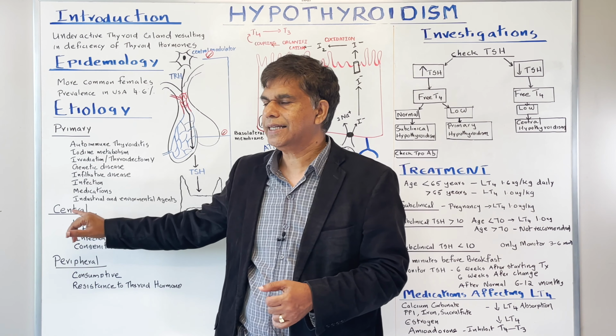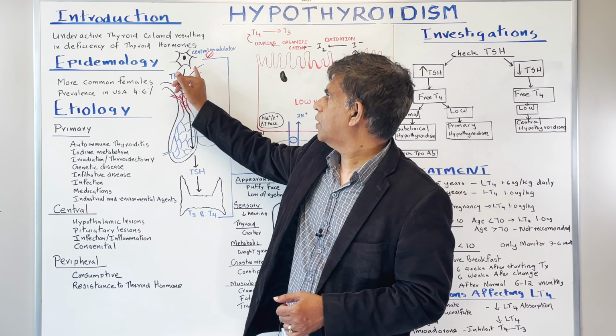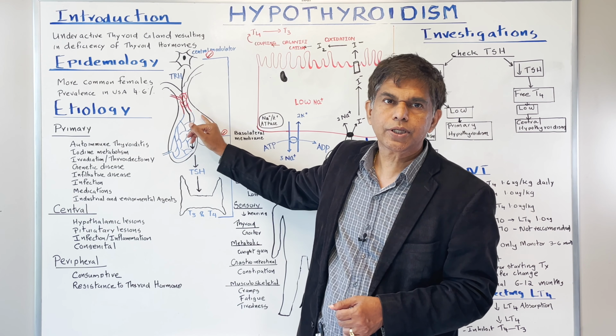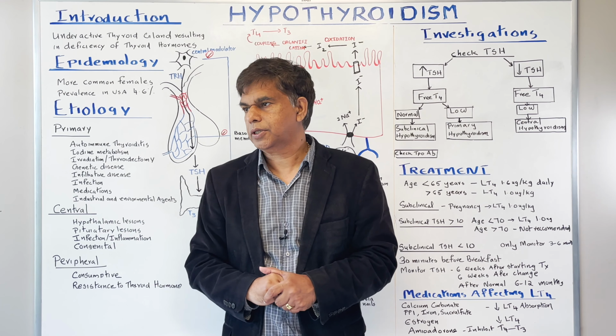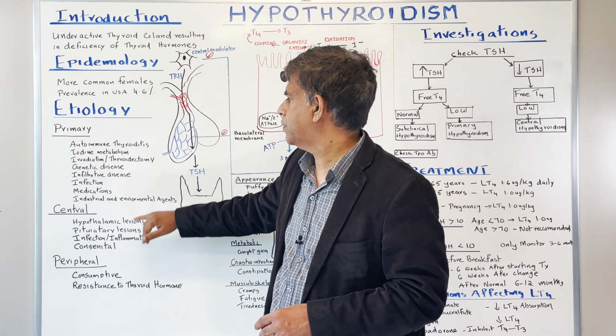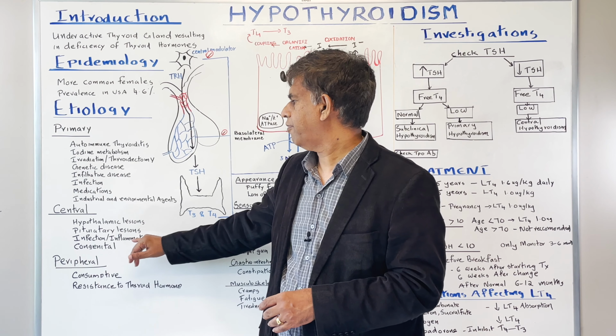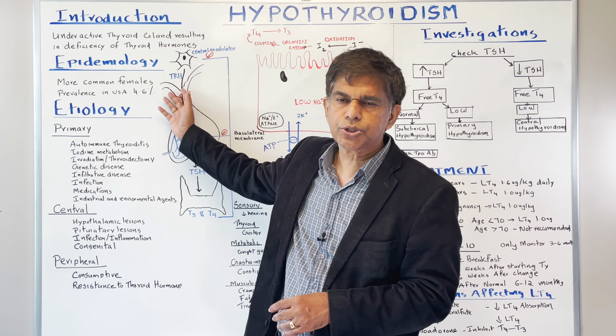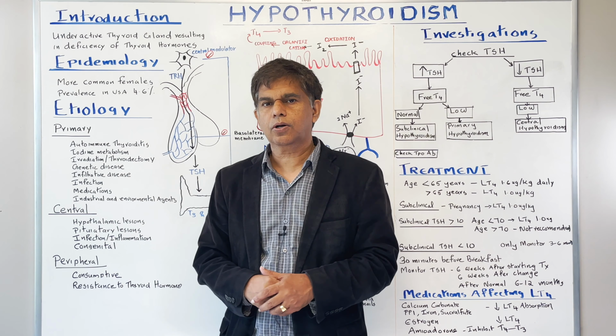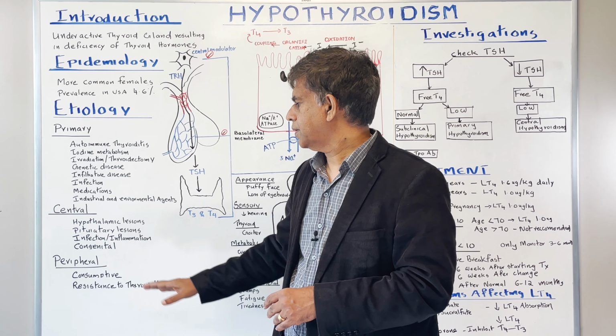Now let's look at central hypothyroidism, which is already happening in the hypothalamus and the pituitary. That's where the central process is, right? Anything going on over here. One, hypothalamic lesions, and then you've got pituitary lesions, infection, inflammation, even sarcoidosis in those areas, and congenital causes could be there.